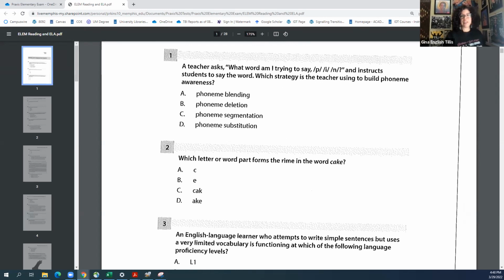So if you could, I think right now would be a good time. Do you all feel comfortable talking out loud? If you don't feel comfortable, you can put the answers in the chat. That's also just fine. So the first question was, a teacher asked, what word am I trying to say? P-in. And instruct students to say the word. Which strategy is the teacher using to build phoneme awareness?